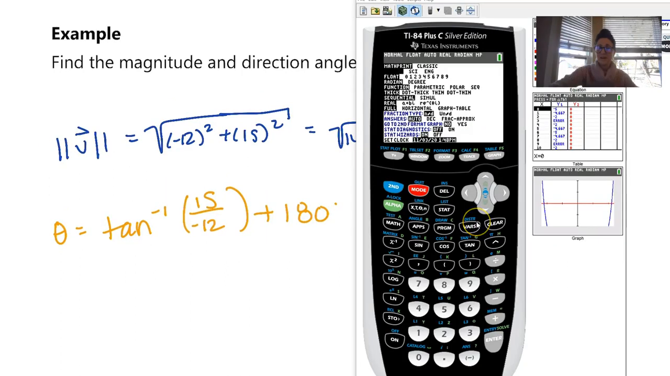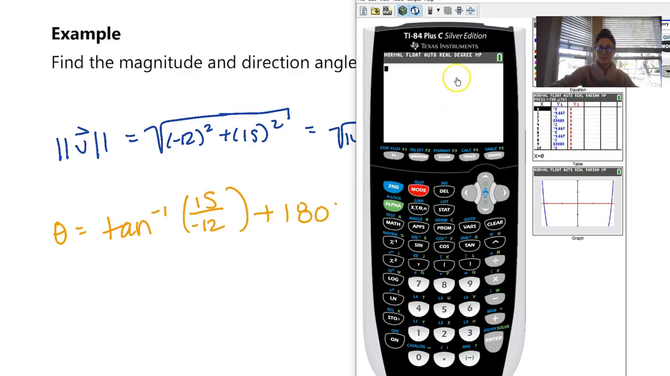All right, we do want to make sure we're in degree mode, so I can tell from right here that I'm in radian mode. So I'm going to go down here, hover over to degree, hit enter, and make sure that degree is highlighted. So now we're good, and if you go to your home screen again, you can tell what mode you're in right here at the top. It says degree.